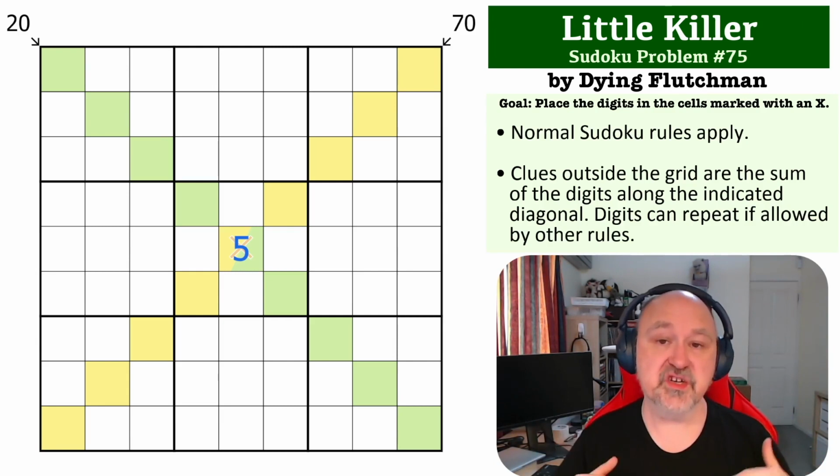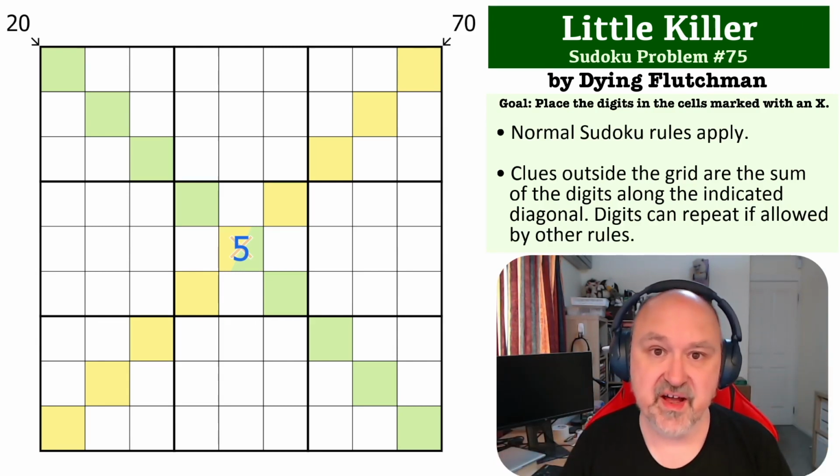Very important little pressure problem from two extremely different diagonals in Little Killer.